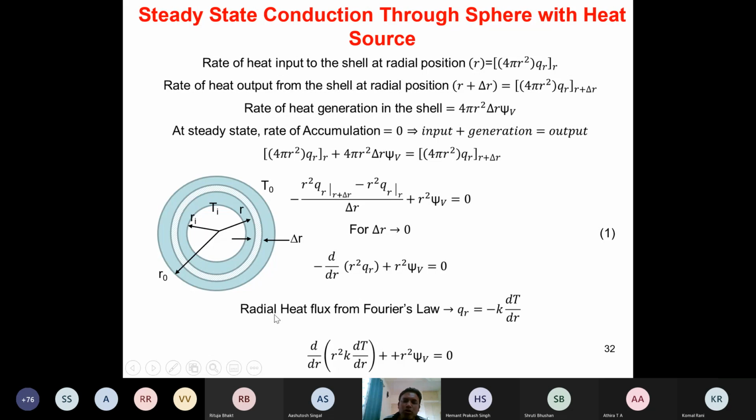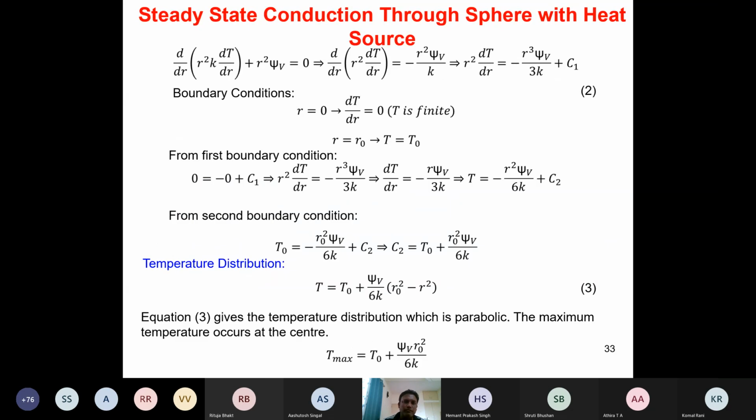Again, in equation number 1, we can put Fourier's law of heat conduction. So qr is written as minus k dT by dr. If you put it here, what we get is d by dr of r² k dT by dr plus r² psi V equals 0. So that is the equation. Now we can rearrange this equation. r² psi V we can take on the right hand side, and k is constant, so we can take it out of the differential equation. So the right hand side becomes minus r² psi V by k.